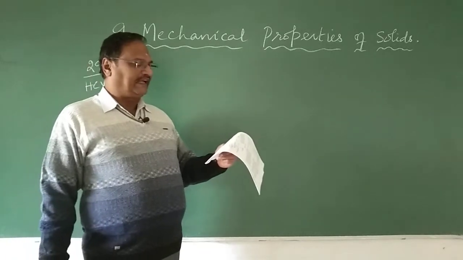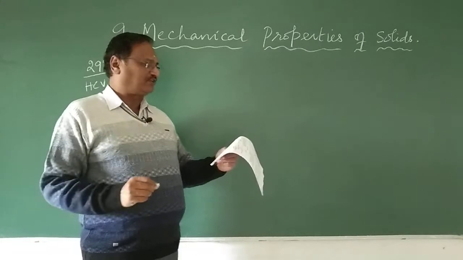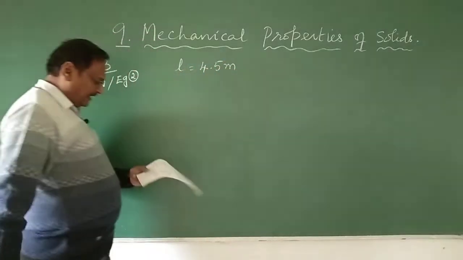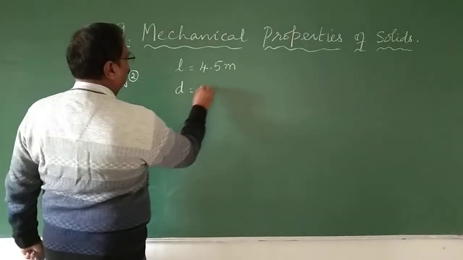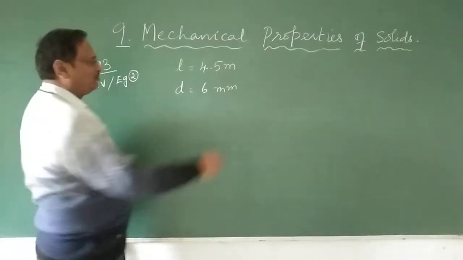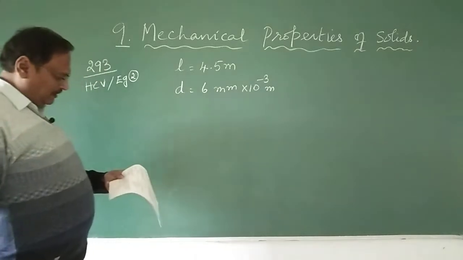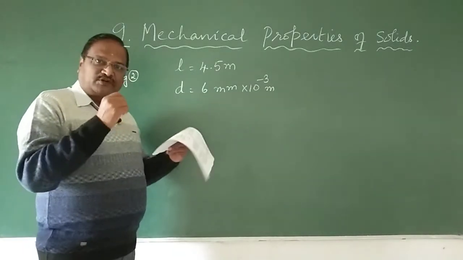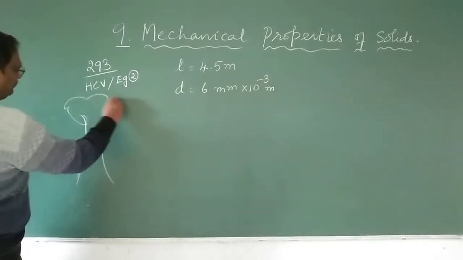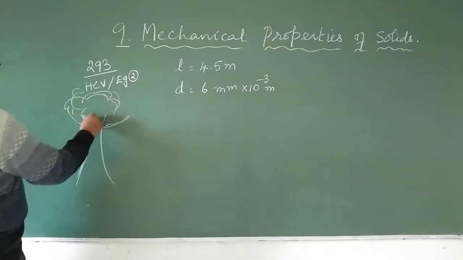One end of a nylon rope of length 4.5 meter, length of the rope is equal to 4.5 meter and diameter is equal to 6 millimeter. We need to convert that into SI unit, 10 power minus 3 meter. Is fixed to a limb of a tree. You can imagine there is a big tree, and there is one branch. You can imagine like that.